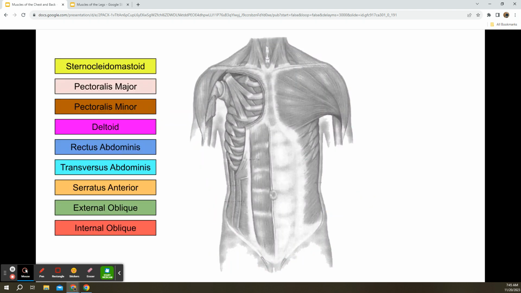Okay, so let's go ahead and switch gears and talk about the chest. Okay, so starting off with our sternocleidomastoid. Again, we talked about this a lot within our slides about the head and neck. Let's take a look at it from this point of view as well.